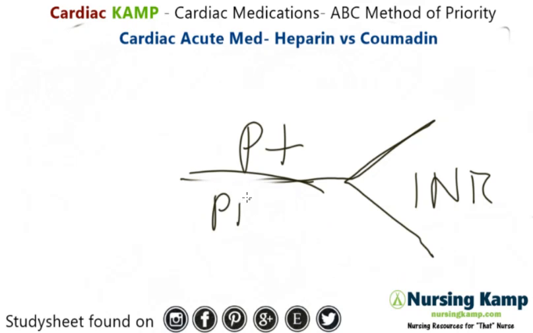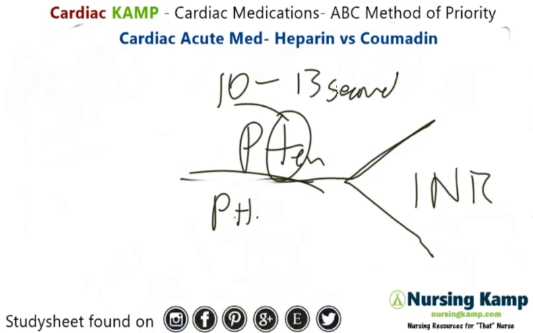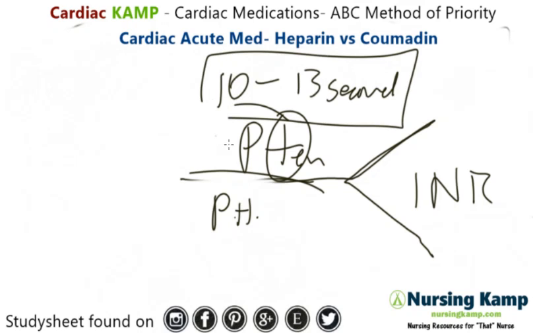So PTT. Then we have the P10. I talk about this as being 10, so P10, I just think of it that way. That's 10 seconds. Then there's 1, 2, 3 T's, so 10 to 13 seconds. That's what a PT normally should be, and we monitor that for Coumadin.